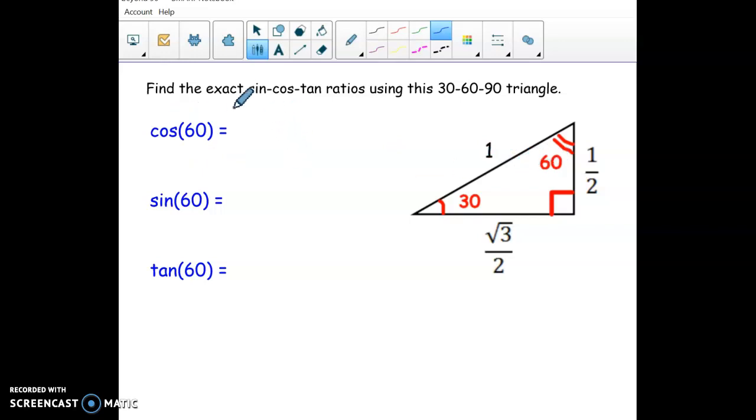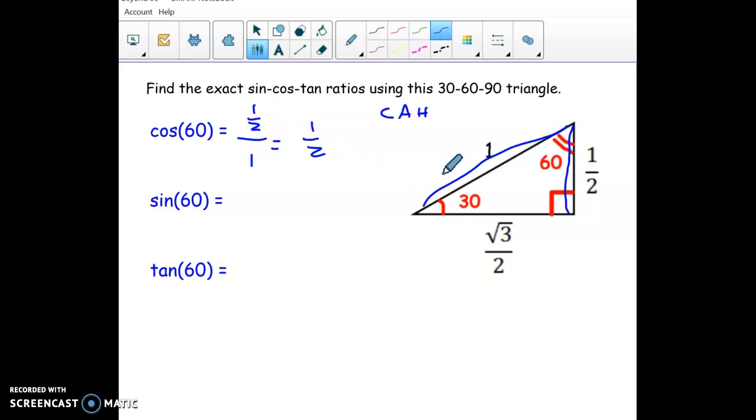Okay, so cosine, again, is adjacent over hypotenuse. So from the 60-degree angle's perspective, this side's adjacent and hypotenuse is 1. So we do the adjacent 1/2 over the hypotenuse 1, we just get 1/2 because the divide by 1 doesn't do anything. And that's really why you put the hypotenuse at 1, it makes these fractions clean up really easy.